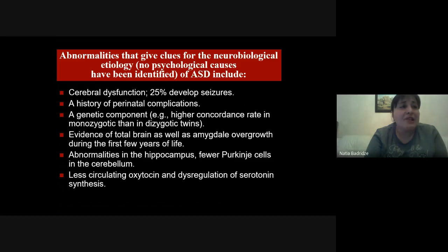There is evidence of total brain and amygdala overgrowth during the first few years of life. There are abnormalities in the hippocampus. There are fewer Purkinje cells in the cerebellum, and there is less circulating oxytocin and dysregulation of serotonin synthesis in the ASD kids. These are the abnormalities in the neurobiological etiology of the ASD.